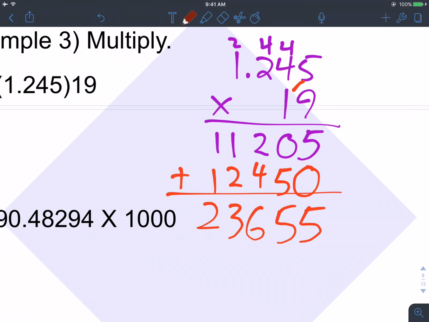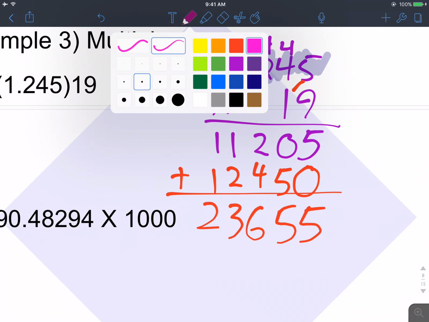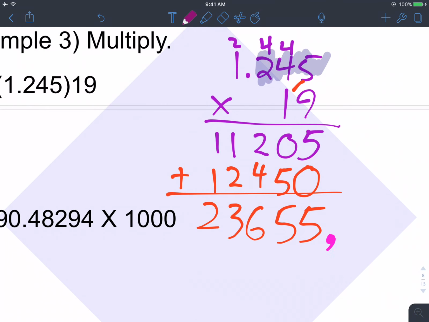I guess this is just the way I think about it. I didn't do anything with the decimal point yet. So now at the end, I say, okay, how many decimal points are there? There are 1, 2, 3 decimal places. And I go back down to my answer and I'll go 1, 2, 3.